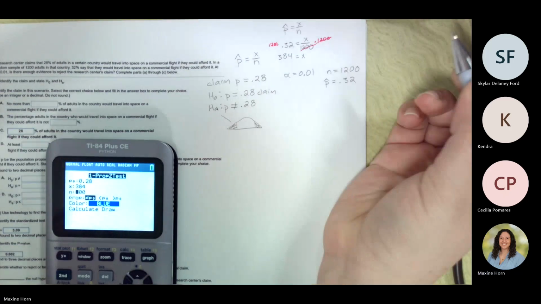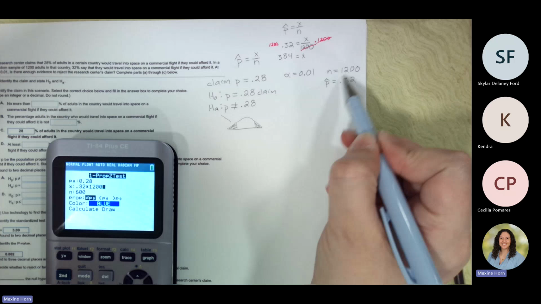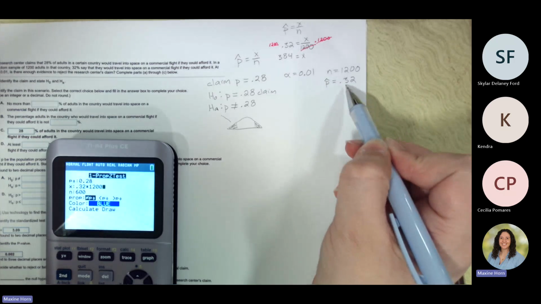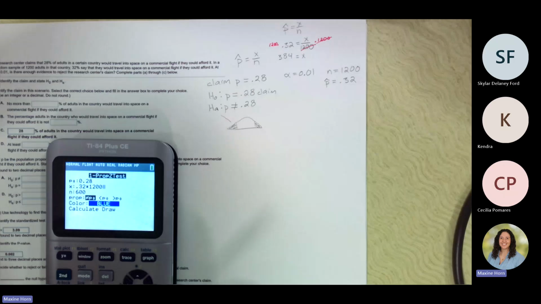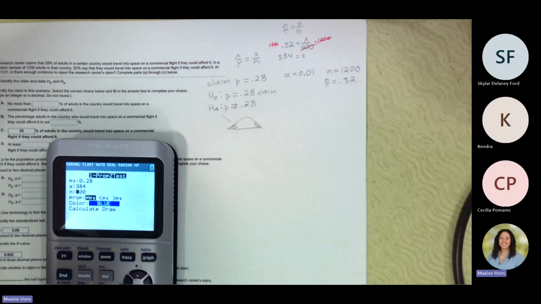384. So again, just to show you what I did, I typed in 0.32 times 1200 because this is 32% of 1200. And when I arrow down, it does the math for me. It tells me that my x is 384.